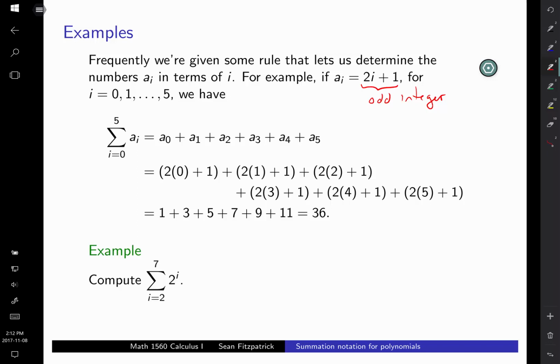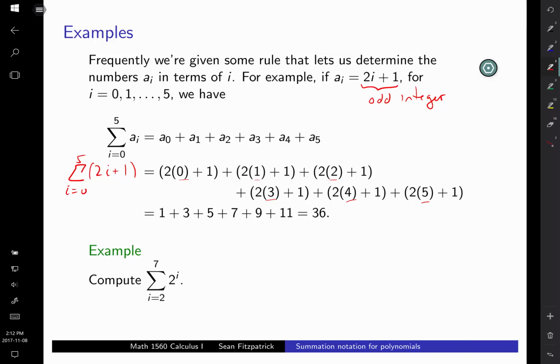One of the ways that I could do that is I could say, what I'm doing here is the sum, i going from 0 to 5, of a sub i, which is 2i plus 1. Okay? And so what that notation says I should do is a0 plus a1 plus a2 plus a3 plus a4, and so on up to a5. So for each value of i, starting at 0 and ending at 5, I compute 2i plus 1. So I do 2 times 0 plus 1, 2 times 1 plus 1, 2 times 2 plus 1, 2 times 3, 2 times 4, 2 times 5. I calculate each of those values, and then the big sigma tells me to add them up.